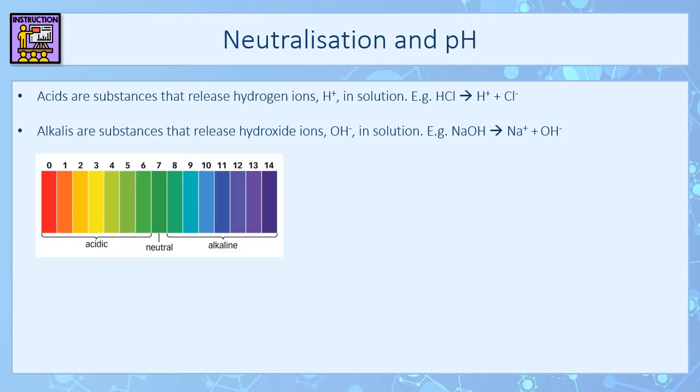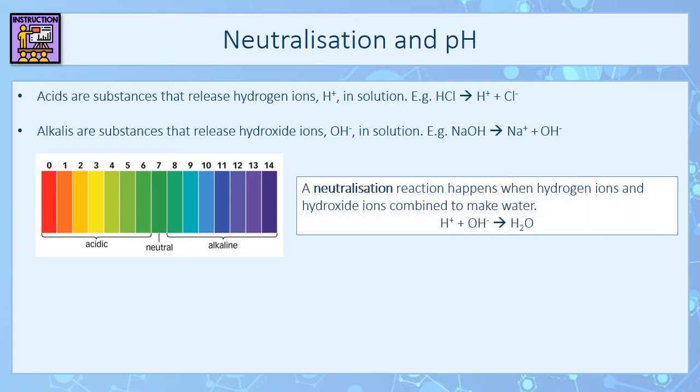This picture should be very familiar to you. This is the pH scale of universal indicator, and it shows the colour that different substances will turn with universal indicator.